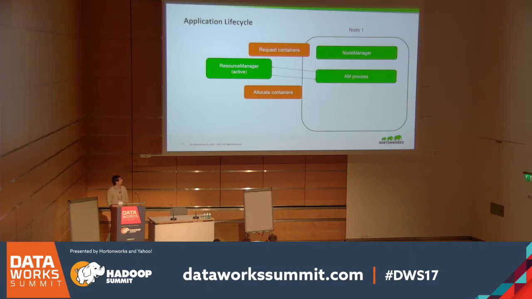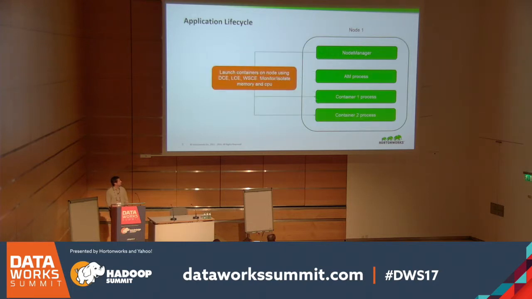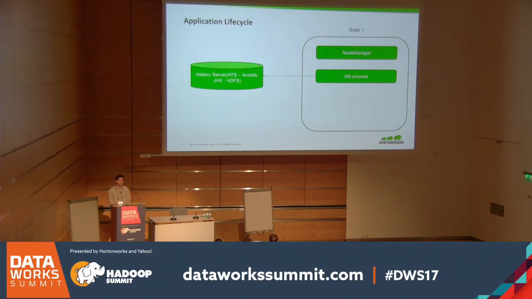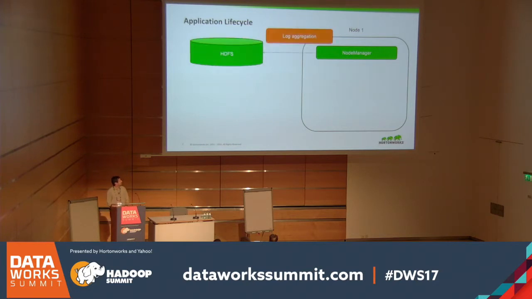I want a container. The RM will give it back the containers that it requested, and then those containers get launched as well using the same container executor. Now these processes, once they're done, all the resources are reclaimed and anything that they wrote on disk gets wiped out. At that point, the AM, once it feels the work is done, will write some kind of history data either into the ATS using LevelDB or the job history server in the MapReduce world. And once it's done, the node will kick off log aggregation to collect all the logs and put them on DFS for you to look at later.